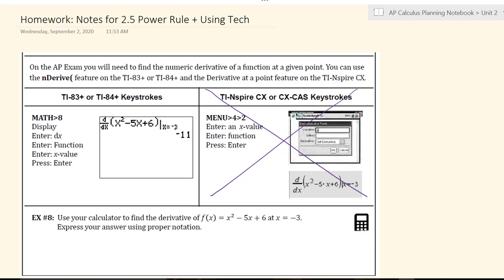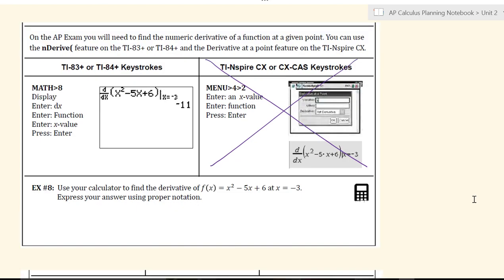All right, guys, so today we are going to be going over the power rule and then also how to use our calculator to find the derivative. As it always goes in math, you do all the hard stuff first, and then your teacher says, oh, but wait, here's a fun trick that makes it a lot faster. So that's what we're going to be going over and talking about today.